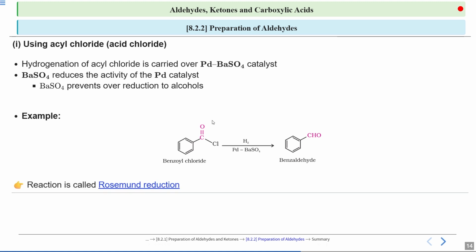Now, this reaction is very commonly called the Rosenmund reaction. So, you need to remember this name, Rosenmund reaction. And what is happening in the Rosenmund reaction? There is hydrogenation of acyl chloride, which is carried out over palladium BaSO4 catalyst. And the final product which you get is benzaldehyde.